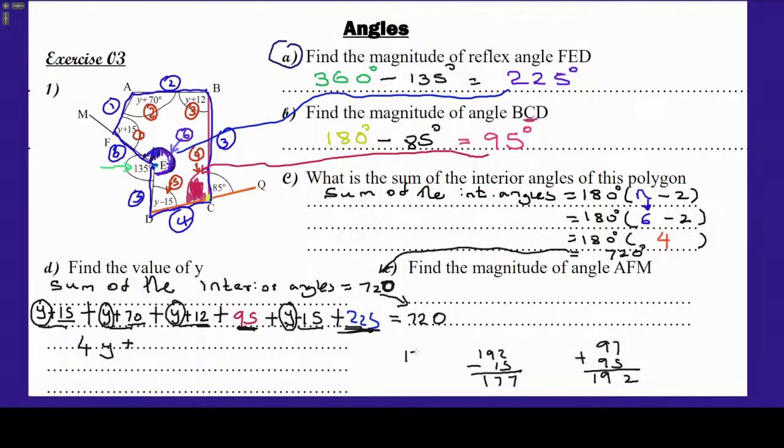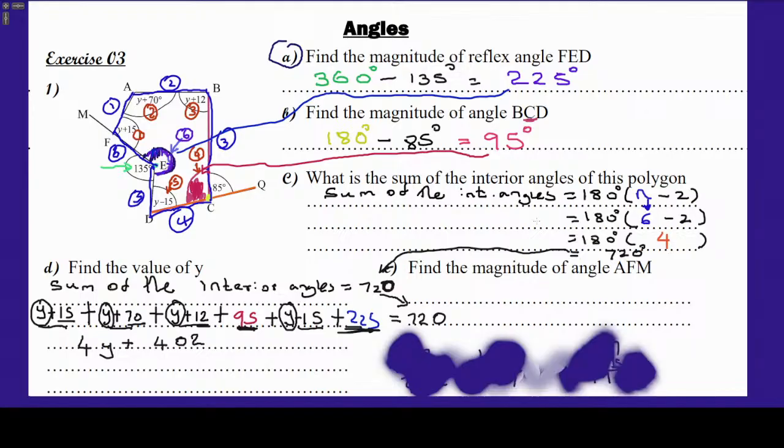So 177 plus 225. That's 12, 1 remaining, 10, 1 remaining, that's 4. So when we let all the numbers interact with each other, what do they make? They make 402. So what do we get now? We get 4y plus 402 is equal to 720.